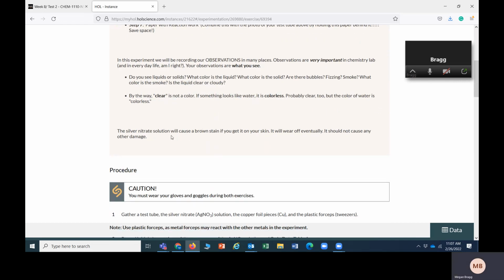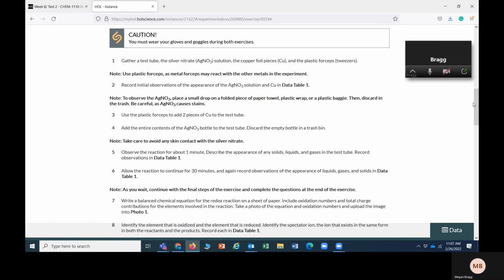Note, silver nitrate, it will cause a brown stain if you get it on your skin, but it will wear off. It shouldn't cause other damage. So, silver nitrate, that's what you're going to be using right here.